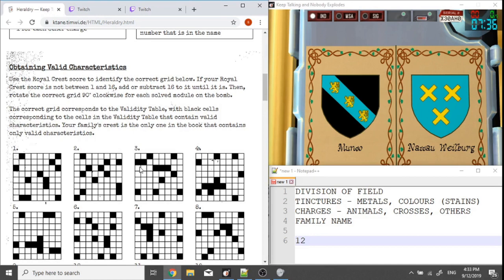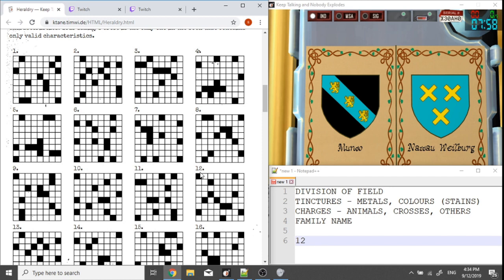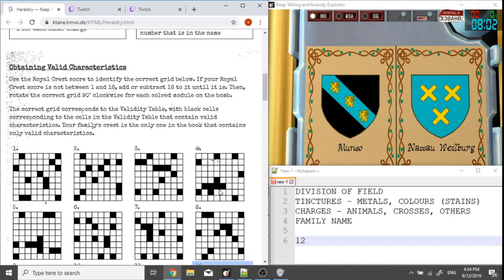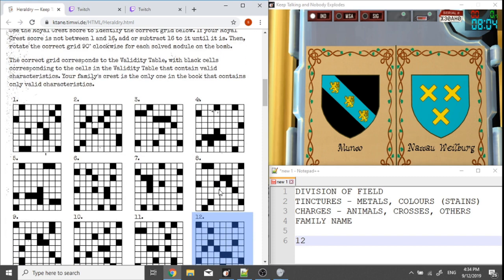So what do we do with this 12? After we've found the royal crest score, we're going to identify the correct grid. If it's not between 1 and 16, we'll add or subtract 16. One other thing to note is that Heraldry is solve dependent. So while our correct grid here would be 12, which is this one here, depending on the solve count, this grid would rotate.